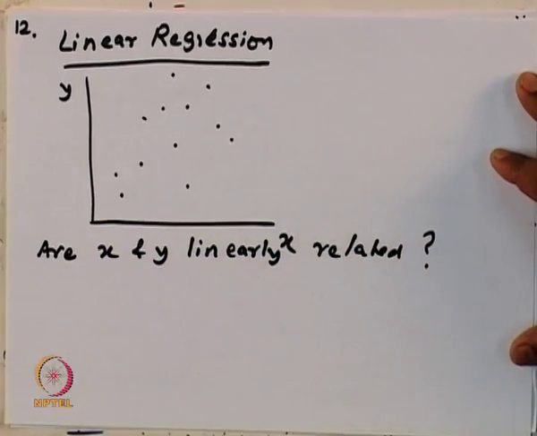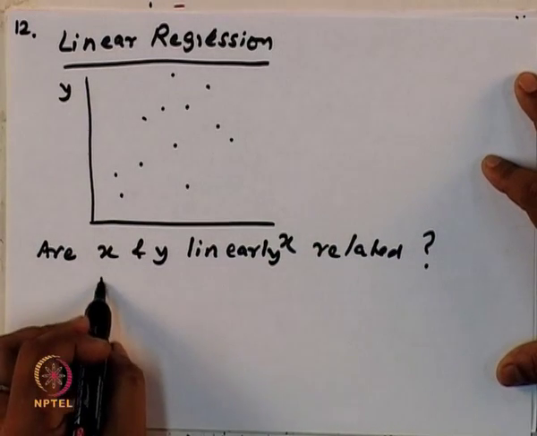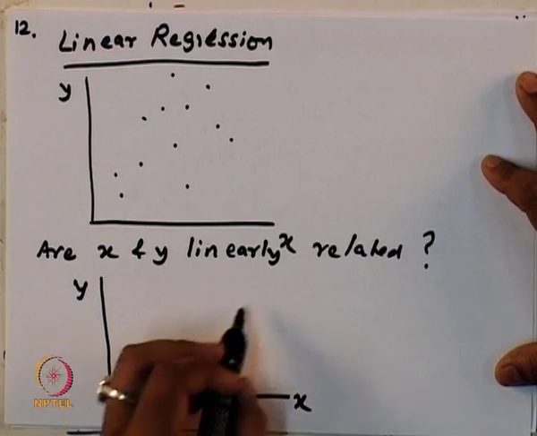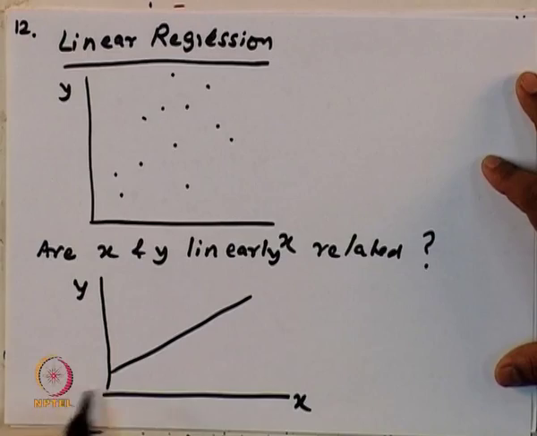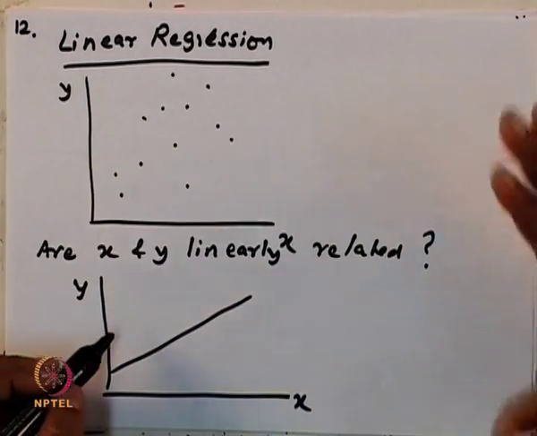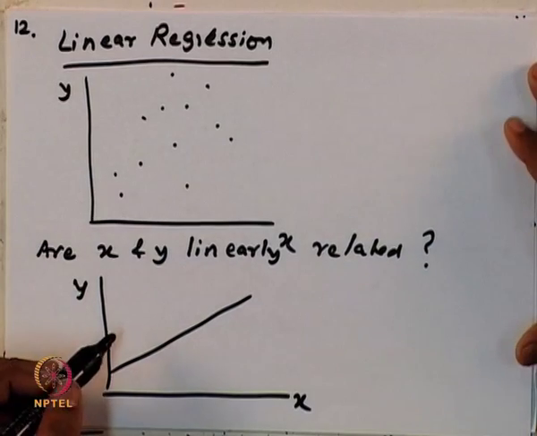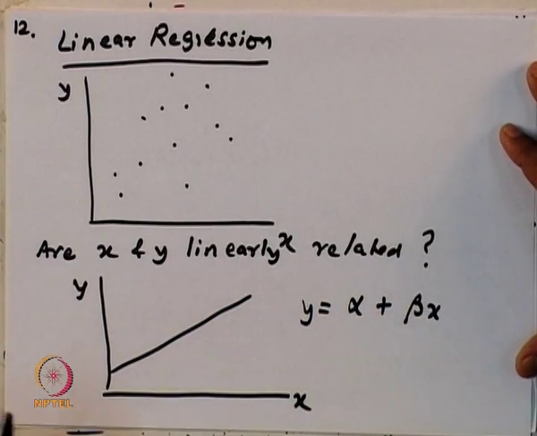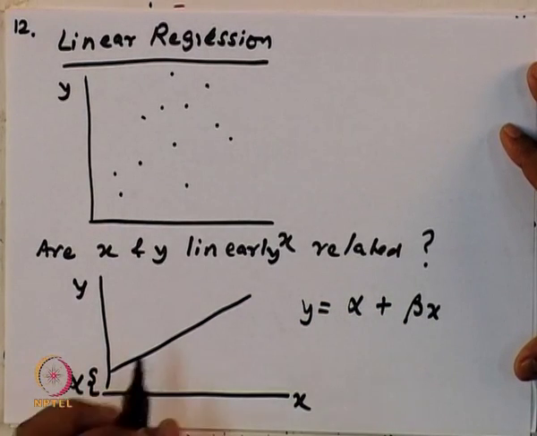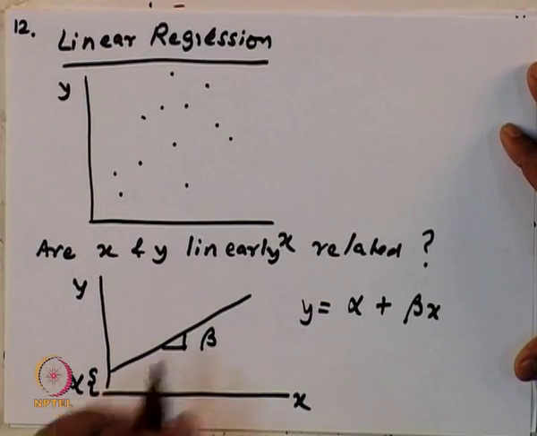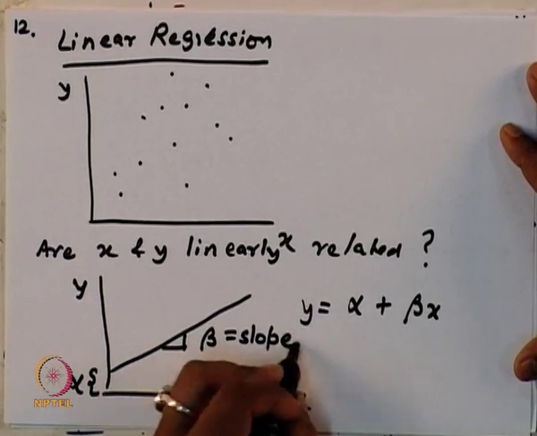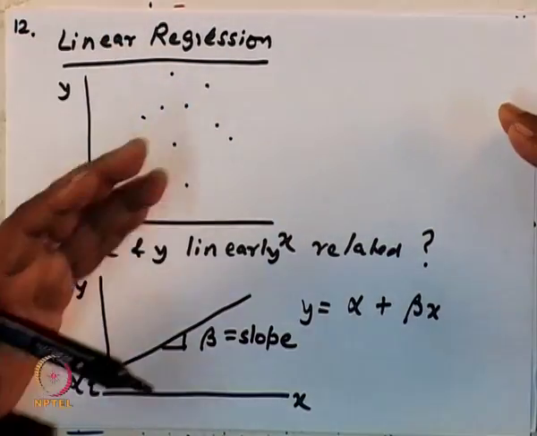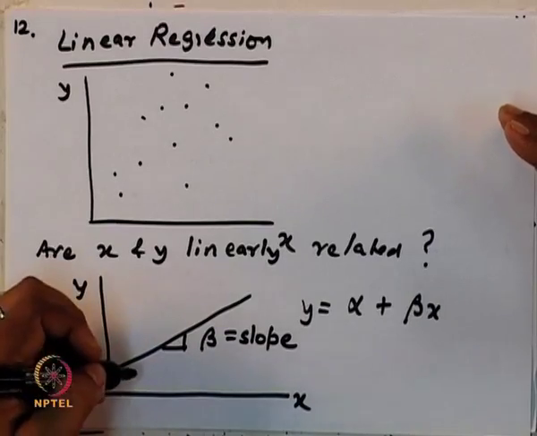If they were really linearly related in a deterministic sense, if you had all these points fall on a line exactly following a straight line equation, the equation of this line would have been something like alpha plus beta x, where the intercept is alpha and the slope is beta. So, beta is slope. But as you can clearly see from these data points, there is a scatter. So, they obviously do not fall on the given line.